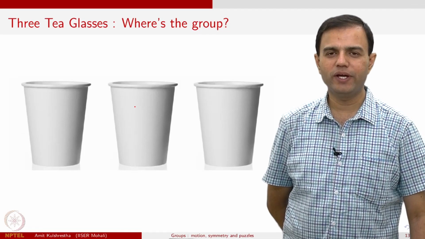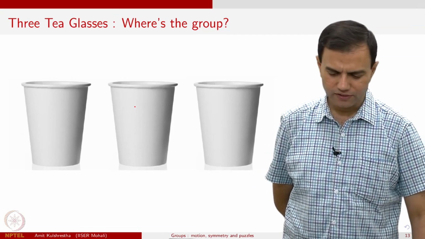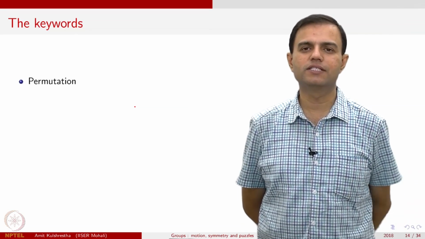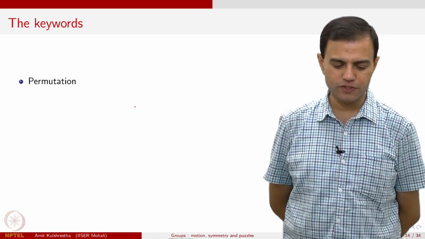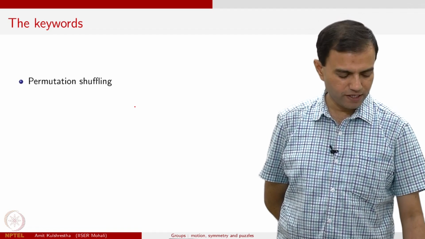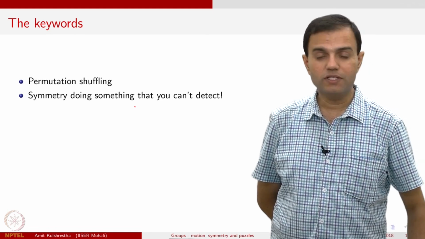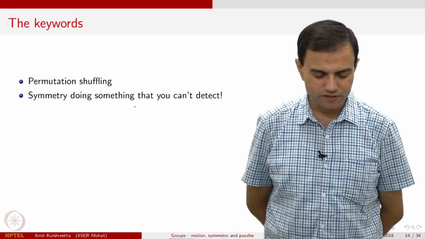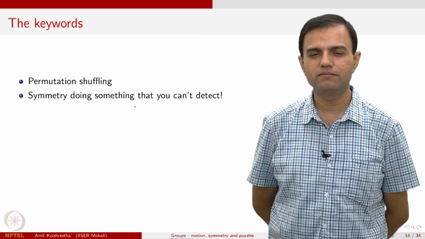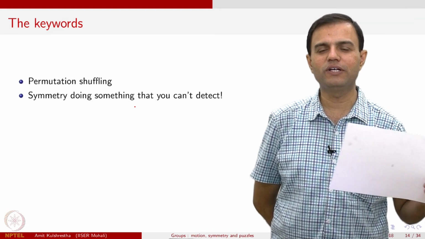So I hope you enjoyed watching that puzzle with the three glasses. Okay, so what are the keywords that I have uttered in this lecture so far? Permutation, which is just shuffling. Symmetry. So what is symmetry? So here is my definition of symmetry. It is doing something that you cannot detect. Sounds mysterious. So here is something that I am going to do which you cannot detect.